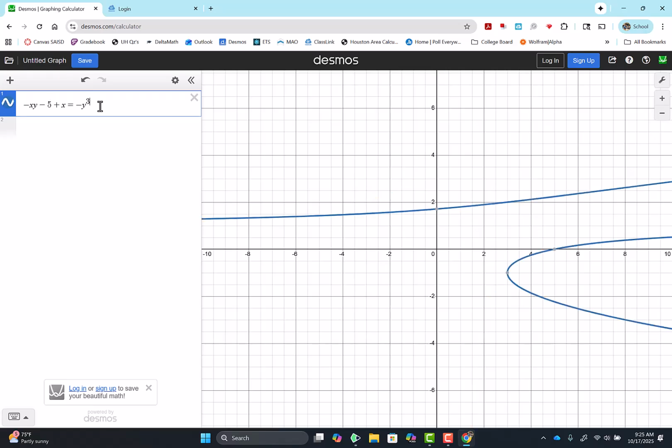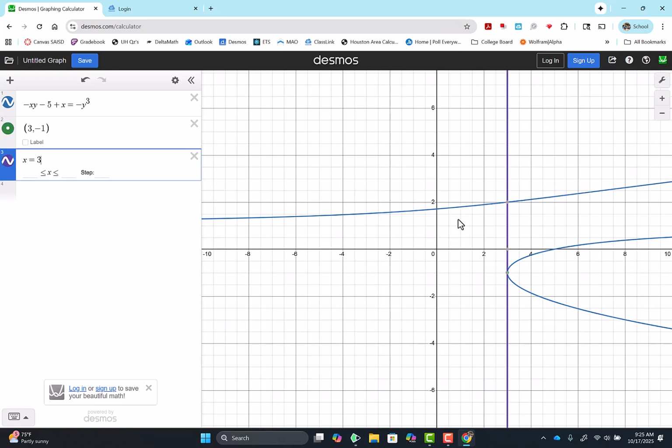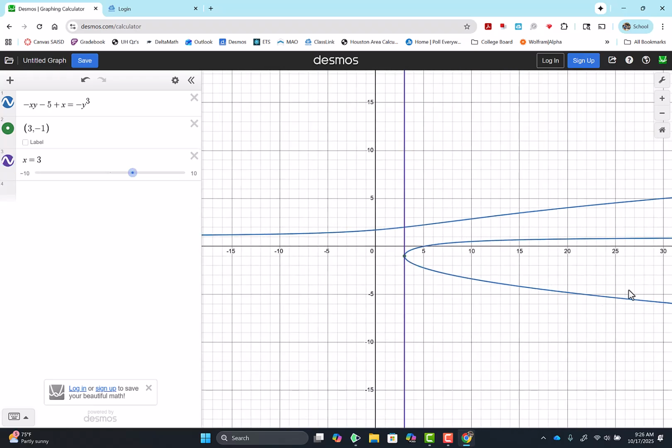That's it. Okay, and what was the point of tangency? 3. Oh yeah, give me the point though. 3 comma negative 1. Yep, there it is. And check it out, x equals 3. There's my curve. It's a weird curve. Let's zoom out. Look at that curve. It's a little weird, but yeah.